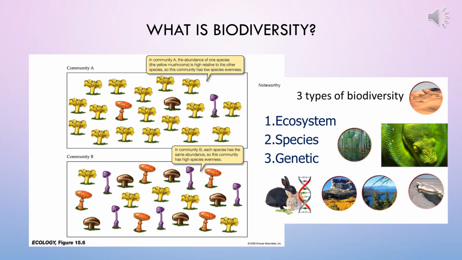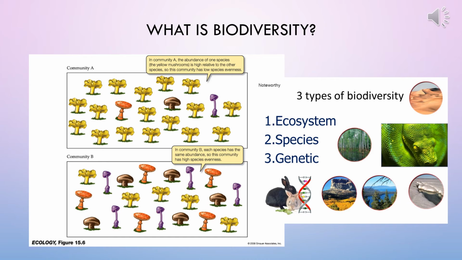There are three types of biodiversity: ecosystem, species, and genetic. Ecosystem biodiversity is simply the various types of ecosystems you have in one place. Species biodiversity is the number of species that you have in a particular area. And genetic is the variation in genetics. How many different alleles or allele combinations do you have in your ecosystems or in your organisms?